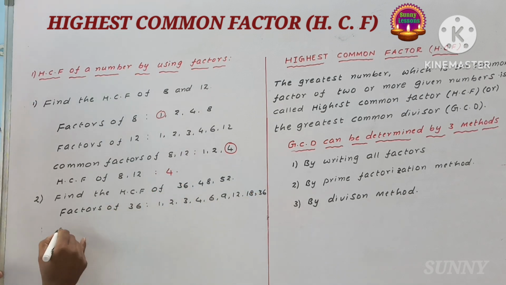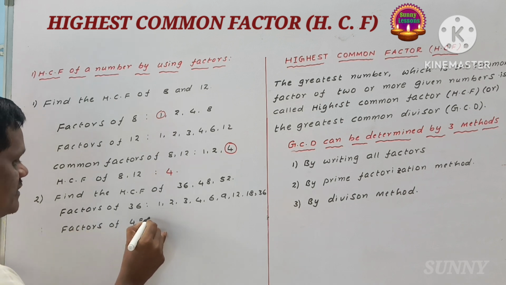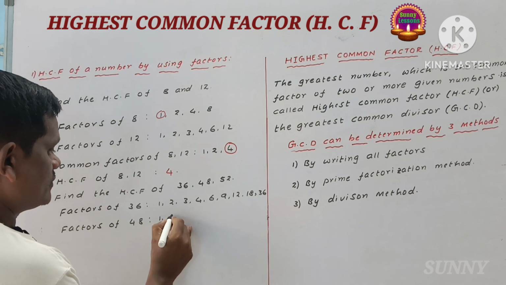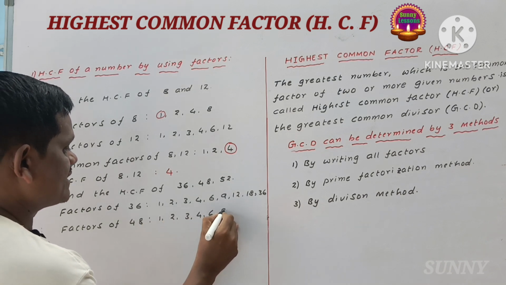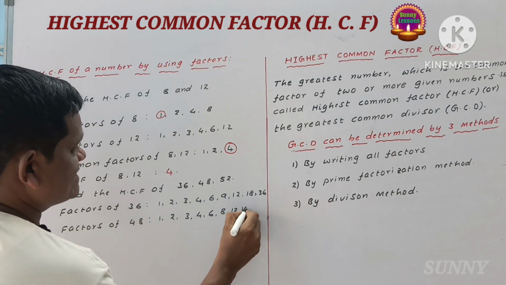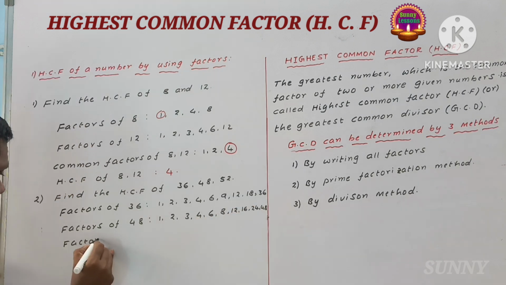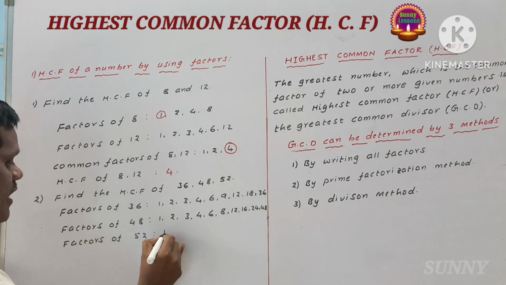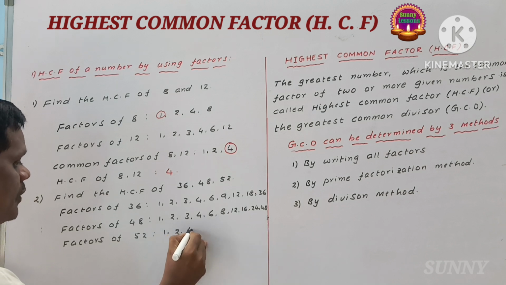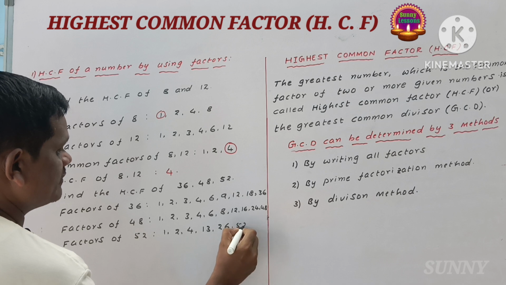Write the factors of 48. Factors of 48: 1, 2, 3, 4, 6, 8, 12, 16, 24 and 48. Factors of 52: 1, 2, 4, 13, 26 and 52.